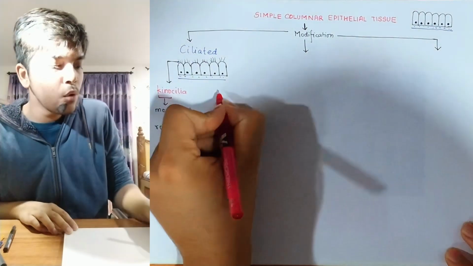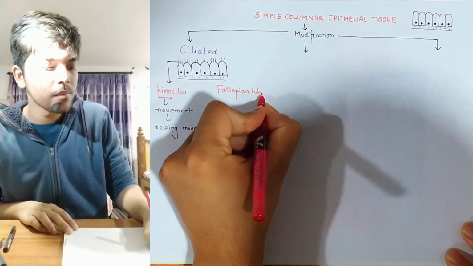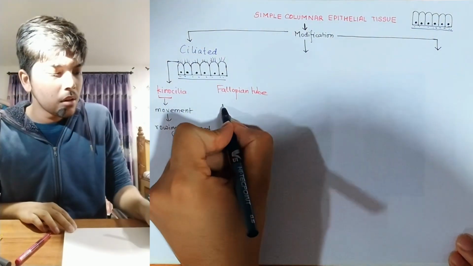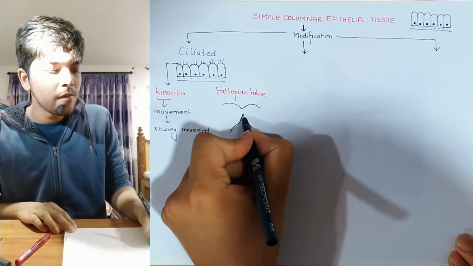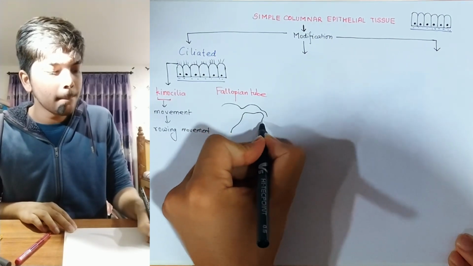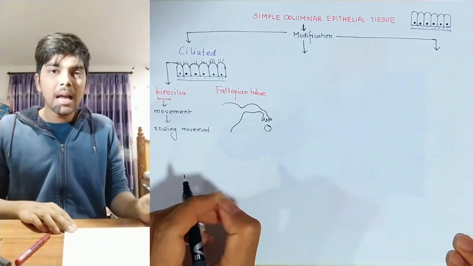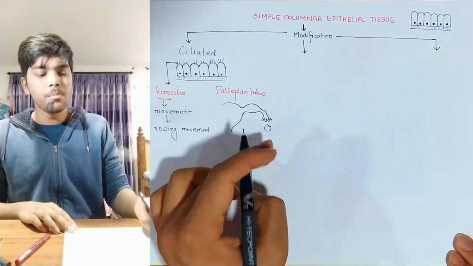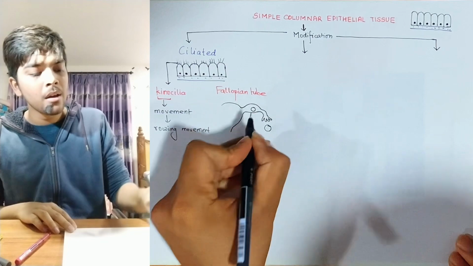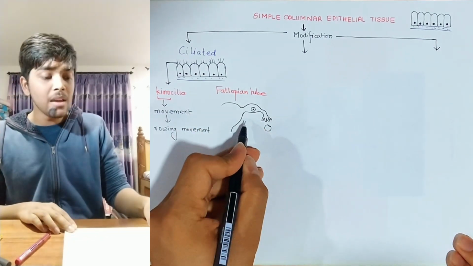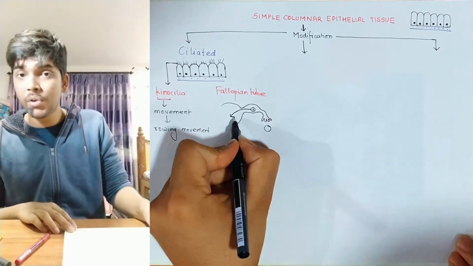Where is it found? It's found in the fallopian tube. Here's your uterus. And then here's your fallopian tube. The fertilization of the egg from the ovary by the sperm takes place in the fallopian tube, and the formation of the zygote takes place. This zygote right here needs to be transported from the fallopian tube to the uterus.